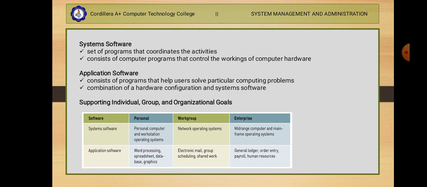So as you can see dito sa figure natin, pinapakita niya kung paano yung software sinusuportahan itong mga three spheres na ito. So you have yung three spheres na tinatawag niya dyan: the personal, the work group, and the enterprise. So yung system software, sa personal, pwedeng personal computer and workstation operating systems. So yan kaya personal computer.